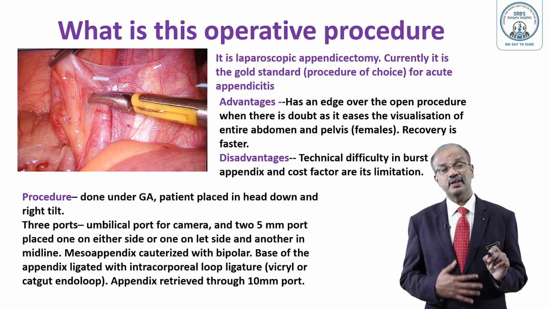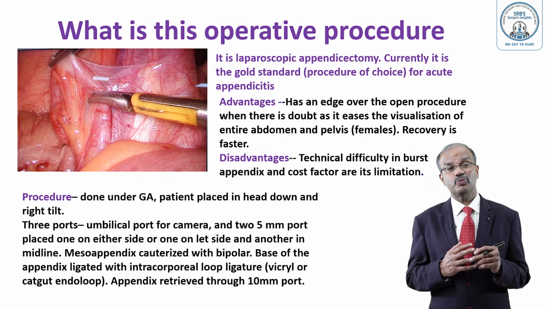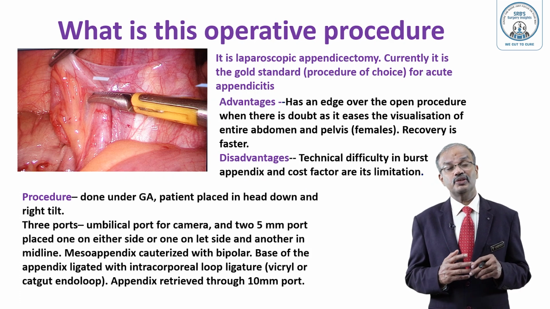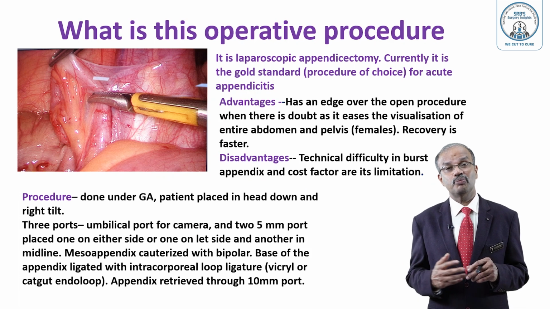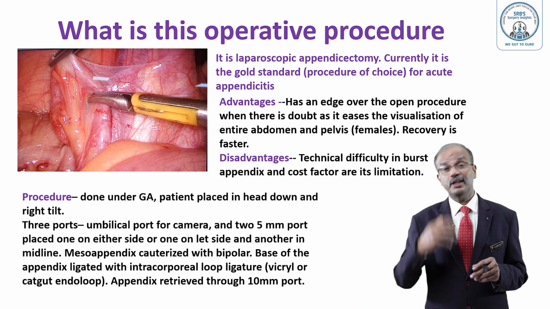So it is done under GA. A catheter may not be passed depending on the situation. In a burst appendix you may have to put one. An umbilical 10 mm port for the camera, a 30-degree telescope is used, and laterally, a left lateral 10 mm port is used, with a 10 to 5 mm reducer, where it is used for dissection and also eventually for retrieval of the appendix.